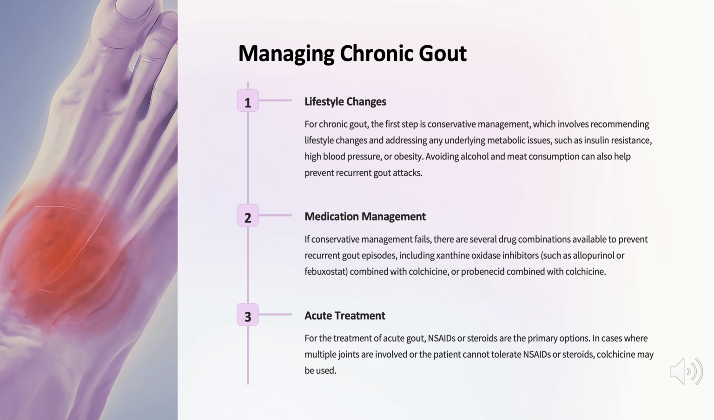In terms of acute treatment for gout attacks, NSAIDs or steroids are typically the first-line options. However, in cases where multiple joints are involved or the patient cannot tolerate NSAIDs or steroids, colchicine may be used as an alternative.